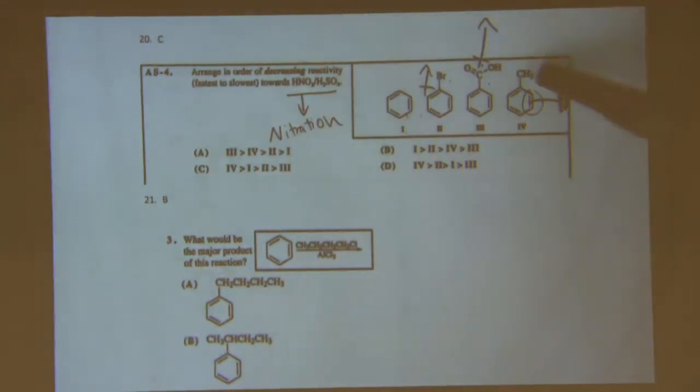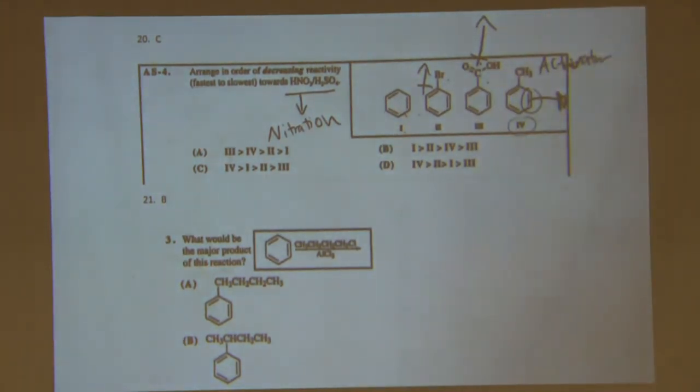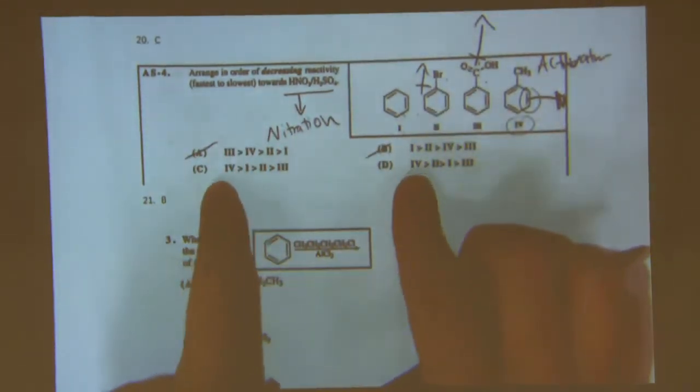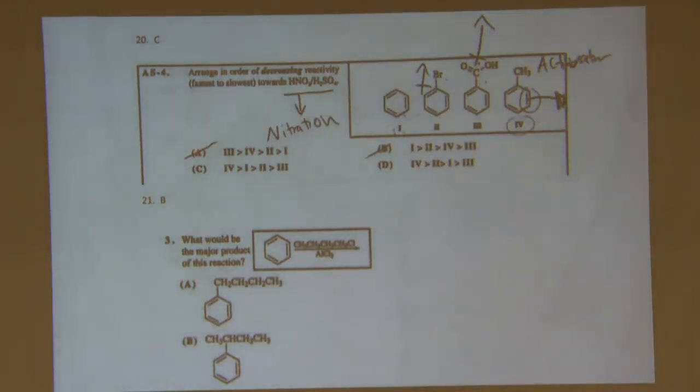And then what about this one? Activator. And that one doesn't have lone pairs. So again, our groups are activators and they have lone pairs. But it does work sometimes, it can help. So this is an activator. So which one is going to be the fastest? The one with the activator, right? So then we can cross out A and B because only C and D have that one as the fastest, and then 1, right? Because that's the one that's not being deactivated. The ones that are being deactivated are going to go slower. So then you get your answer already.